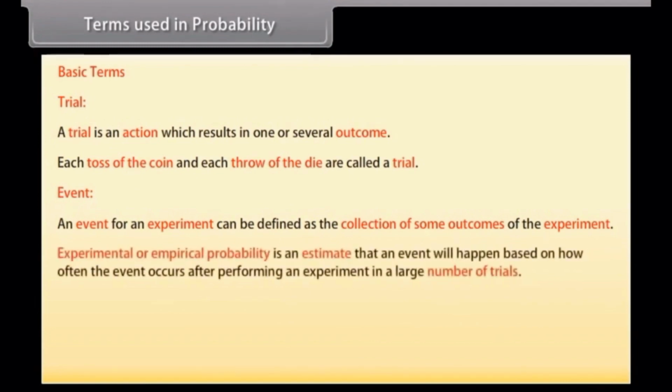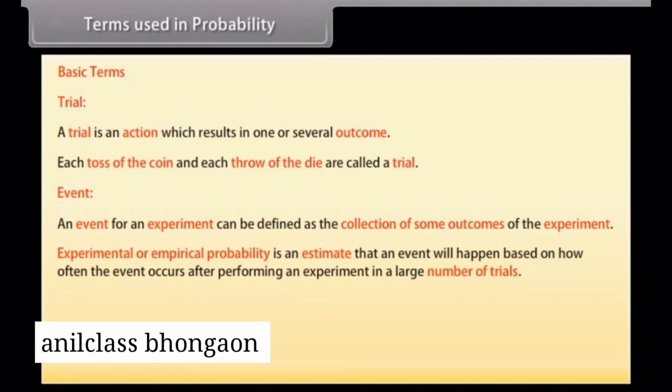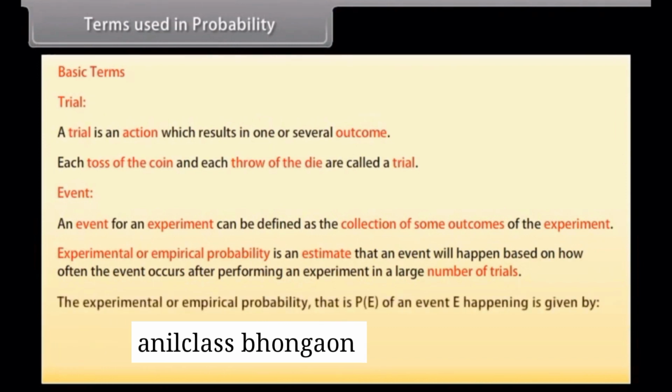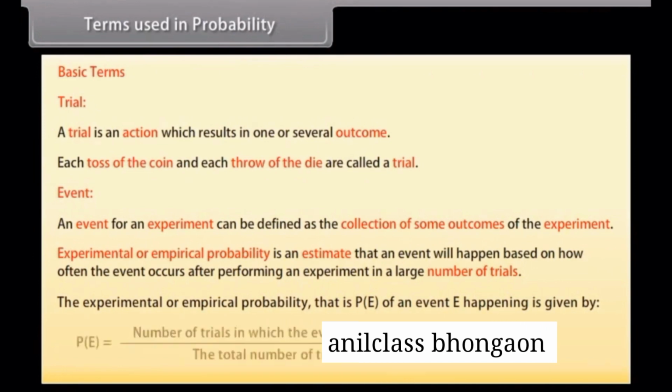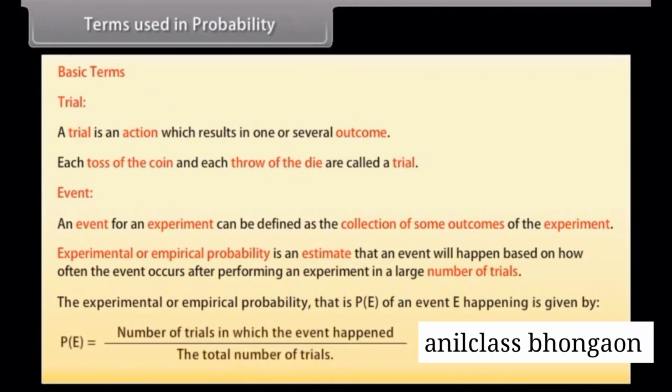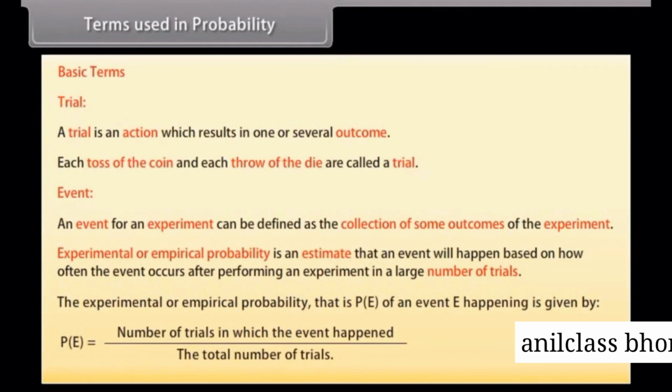Experimental or empirical probability is an estimate that an event will happen based on how often the event occurs after performing an experiment in a large number of trials. The experimental or empirical probability, that is P(E), of an event E happening is given by P(E) is equal to the number of trials in which the event happened upon the total number of trials.